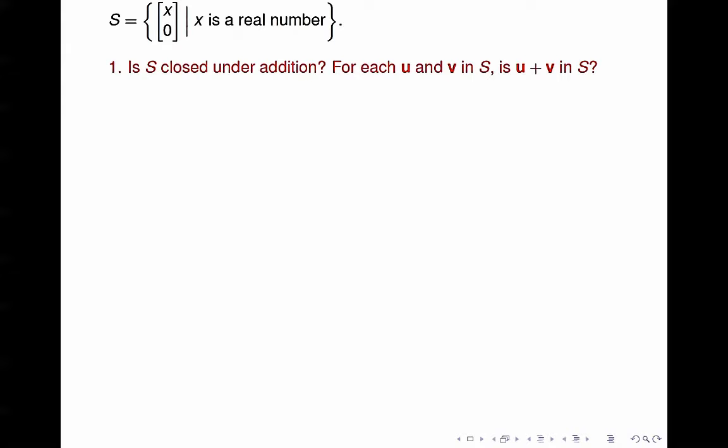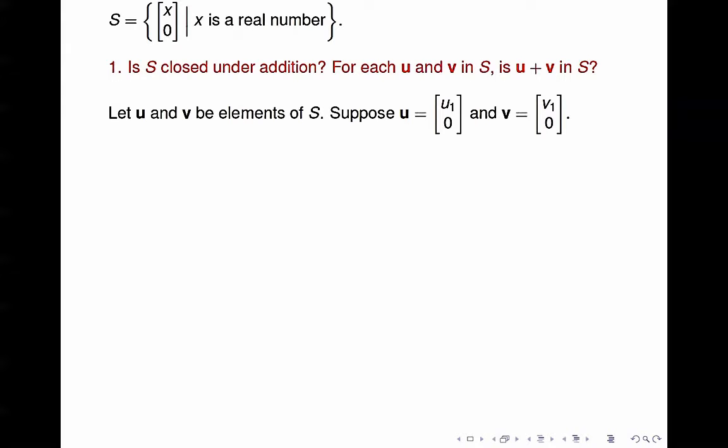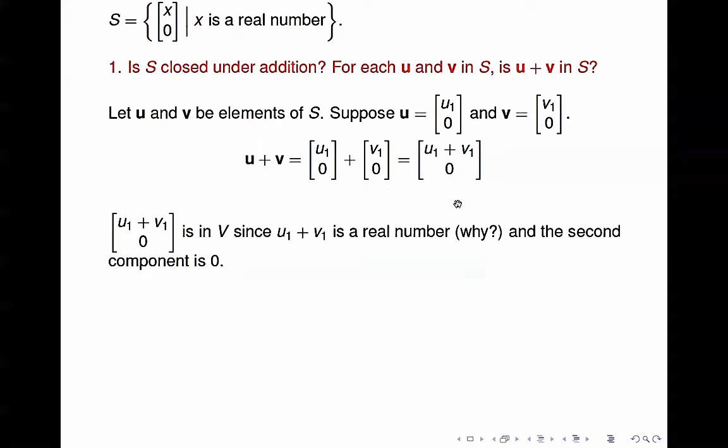So number 1, is S closed under addition? I.e., if you take 2 elements in the set and add them together, do you get another element in the set? Well, here I've taken a couple of generic elements from the set, u and v, and if we add them together, as I've done here, notice that you get a vector of this form, u1 plus v1 in the first component, 0 in the second component, and this vector is in S instead of V.